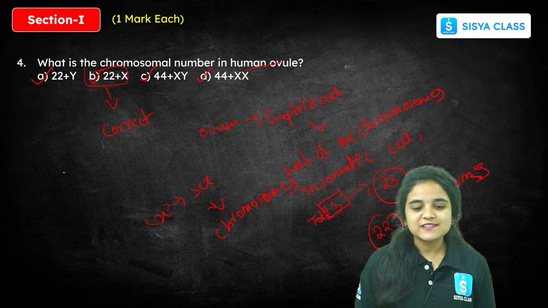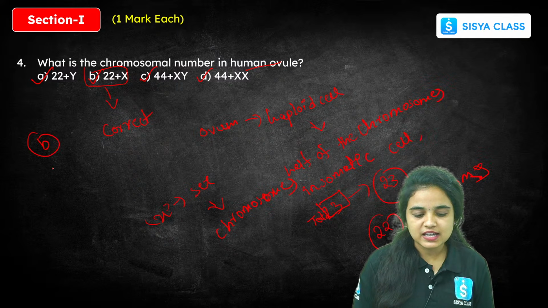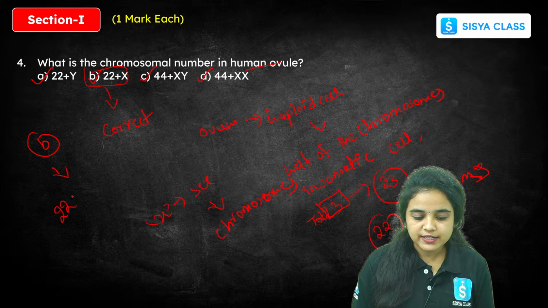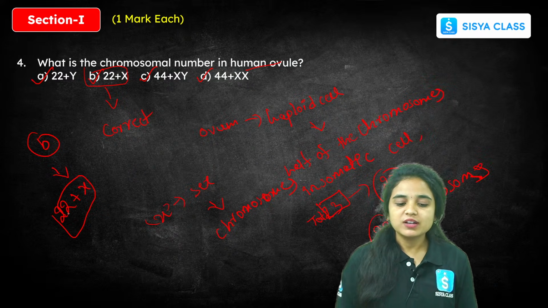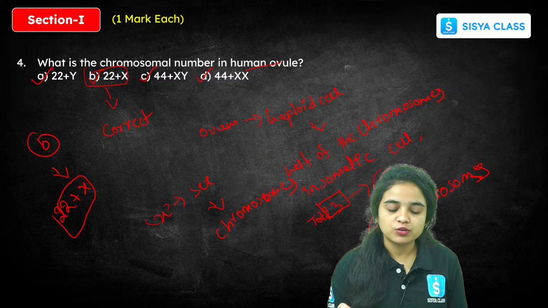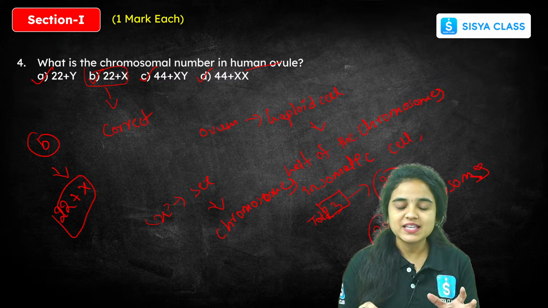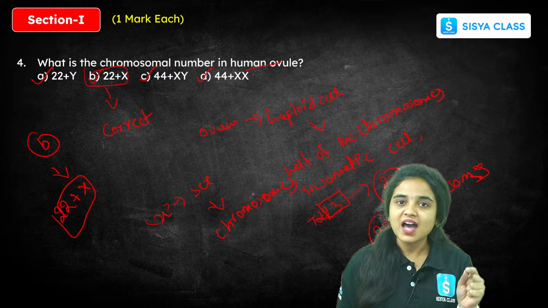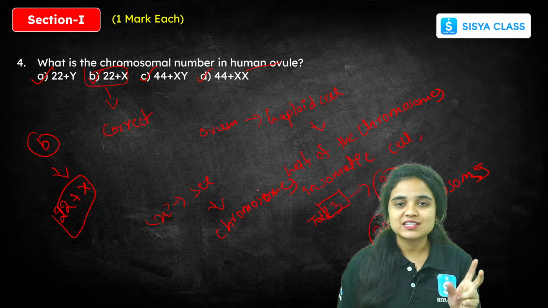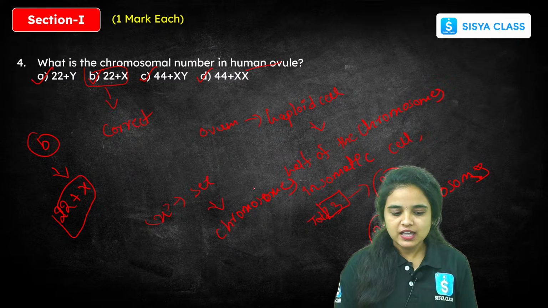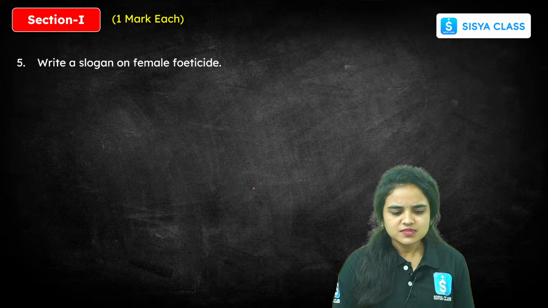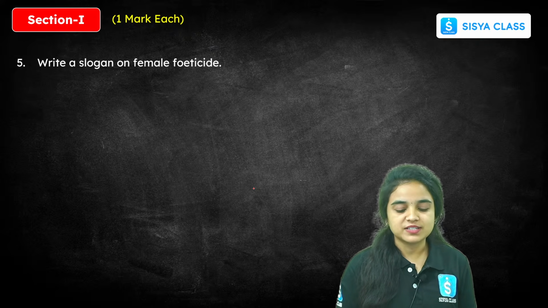So the answer is Option B, where 22 plus X is the correct answer. Right students, what is the chromosomal number in a human ovule? The answer is 22 plus X. So 22 chromosomes are autosomes, while the single X chromosome is the sex chromosome. Coming to the next one: write a slogan on female foeticide.